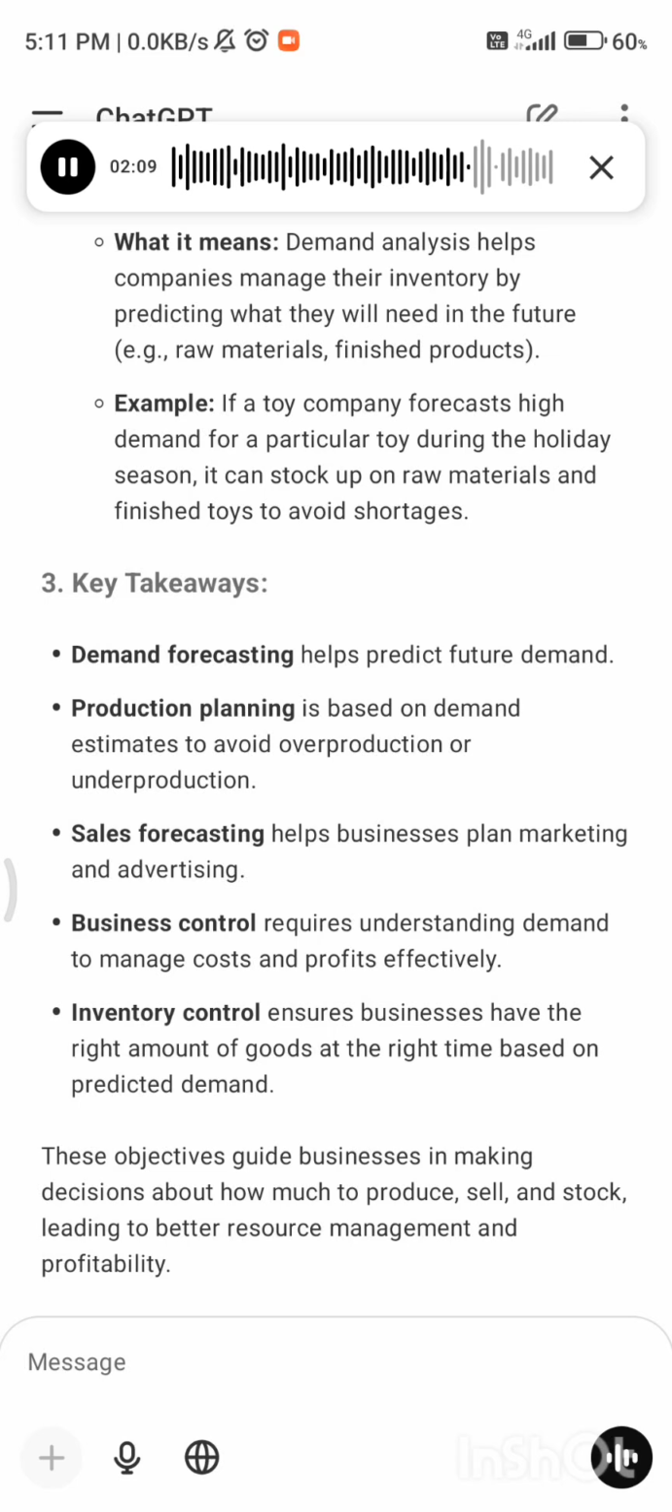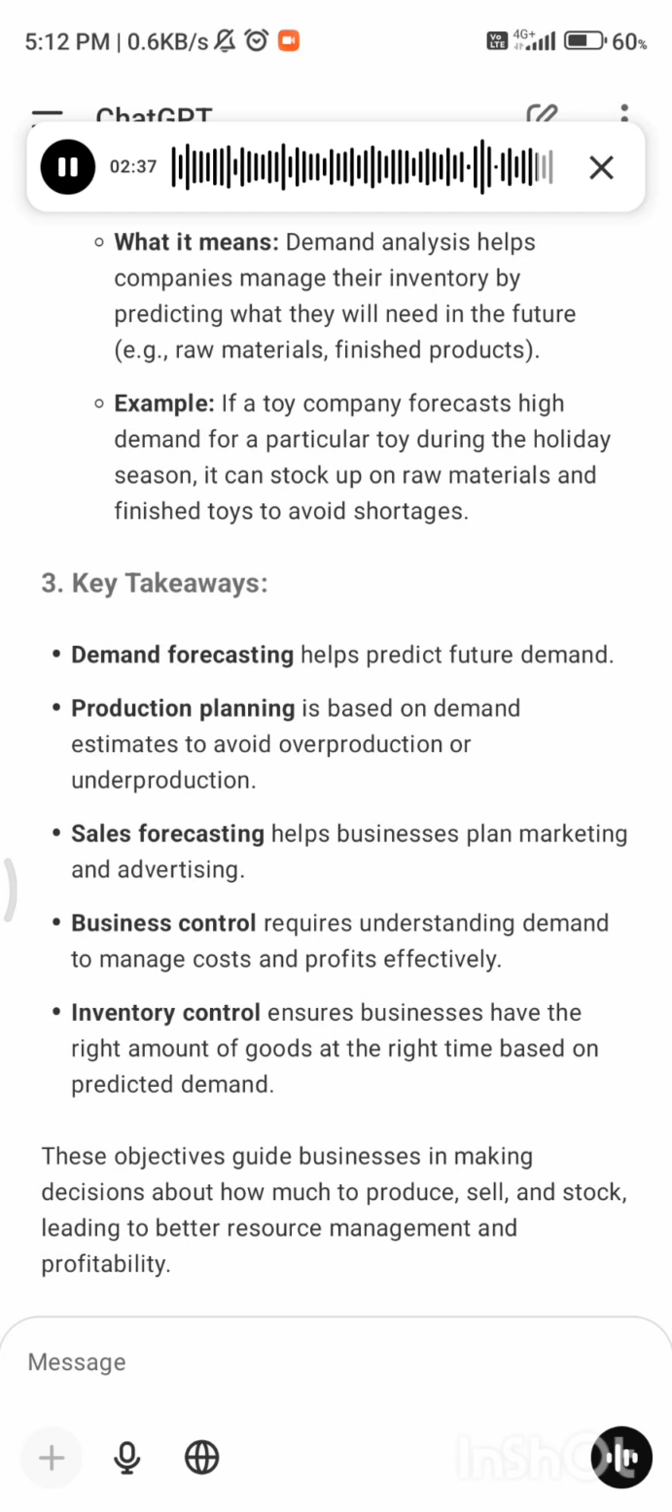3. Key takeaways. Demand forecasting helps predict future demand. Production planning is based on demand estimates to avoid overproduction or underproduction. Sales forecasting helps businesses plan marketing and advertising. Business control requires understanding demand to manage costs and profits effectively. Inventory control ensures businesses have the right amount of goods at the right time based on predicted demand.